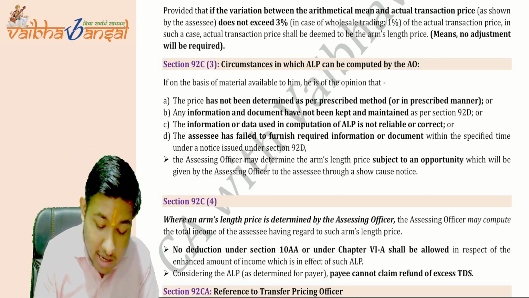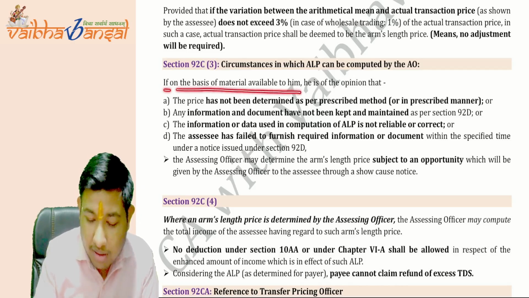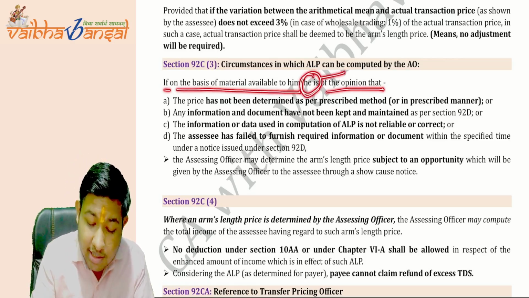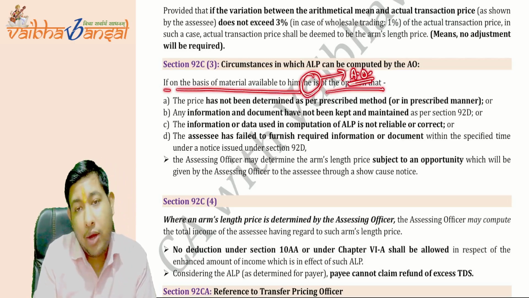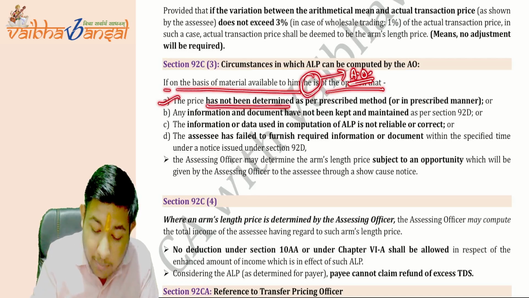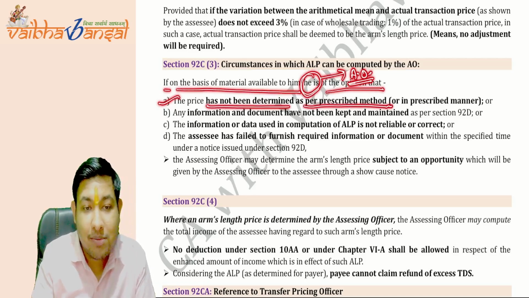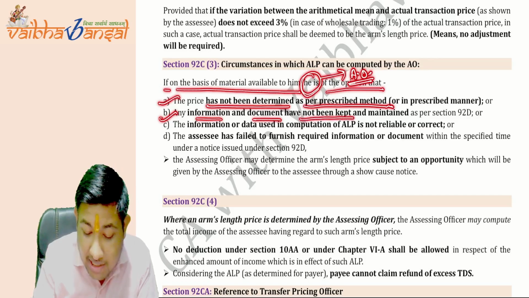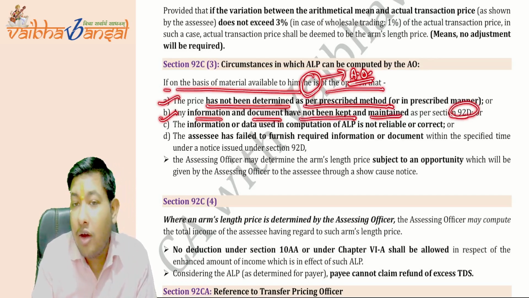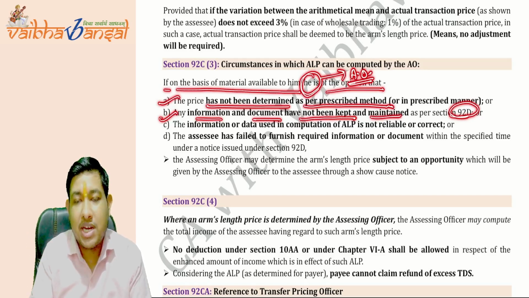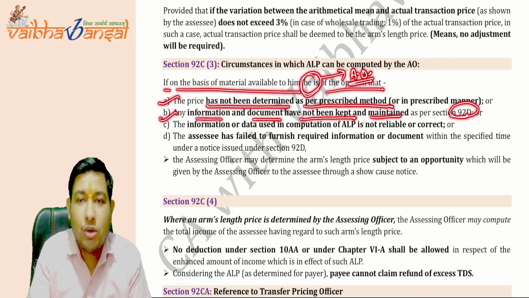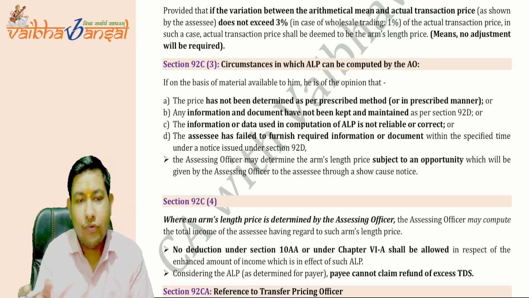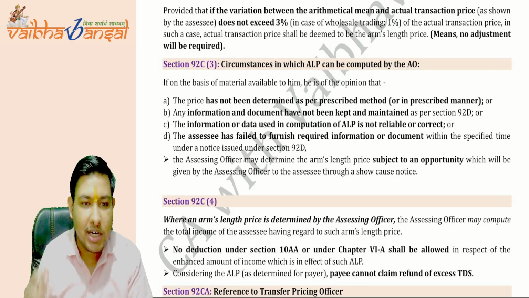Let me first complete this. If on the basis of the material available to him, he, the AO, is of the opinion that the price has not been determined as per the prescribed method, like the CPM or the CUP method, or any information or document has not been kept and maintained as per section 92D, meaning whatever documents and information are required under section 92D, you have not kept with you for the prescribed period of time mentioned under section 92D.